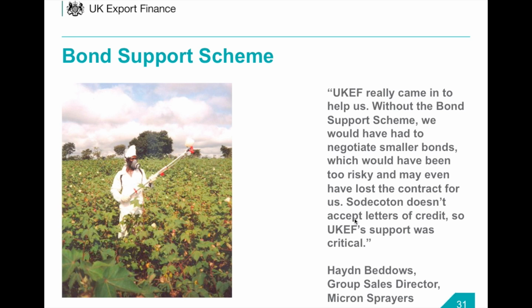Now, Micron Sprayers could have covered the Cameroon bond from its existing line of credit with its bank, but by doing so, the company wouldn't have been able to take on any of the other work that it was looking at in Africa. So you can see it may not necessarily be that all your bank facilities are used up. It may be a factor around your growth potential as a company, making you look hard and carefully discuss with your bank how you're going to achieve your future growth plans.